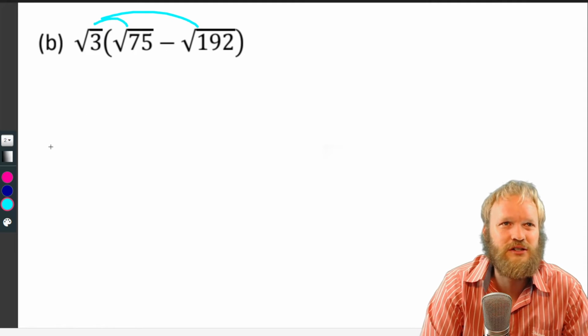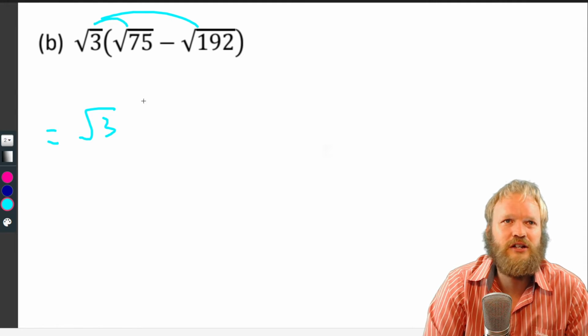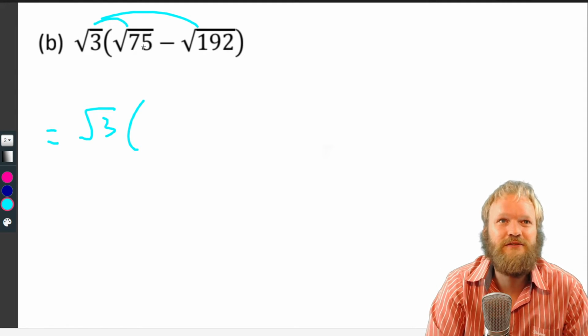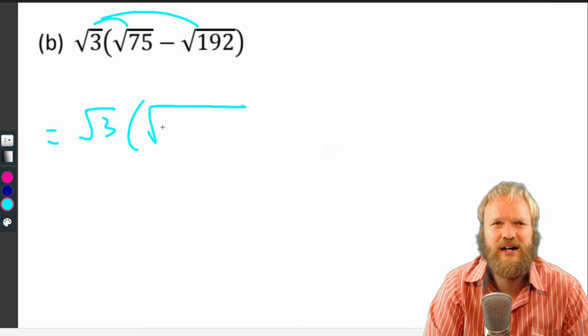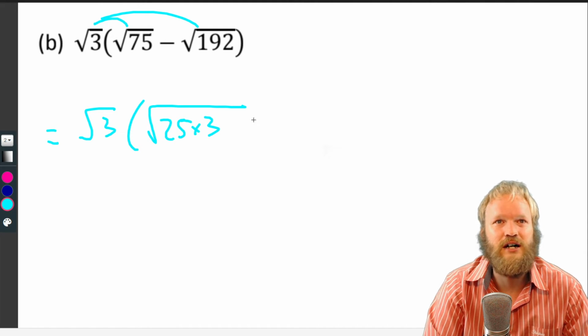But before we do this, we said that our strategy was, we've got square roots, so let's find the biggest square we can find that goes into each of these. So square root 75, well, the biggest square I can think of that goes into 75 is 25. And it goes in there 3 times.